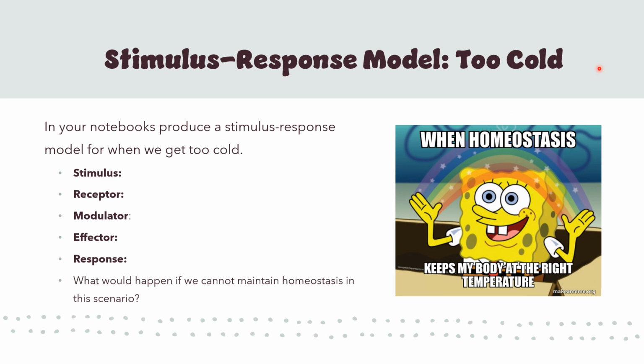I'd like you to take just a moment now to use this stimulus response model and write out the stimulus, receptor, modulator, and effector and response in the scenario of you being too cold. So what's the stimulus? What detects it? What compares it to the normal range? What produces the response? And what is the response? And then answer the question, what would happen if we cannot maintain homeostasis in this scenario? And then we'll go over this in class.